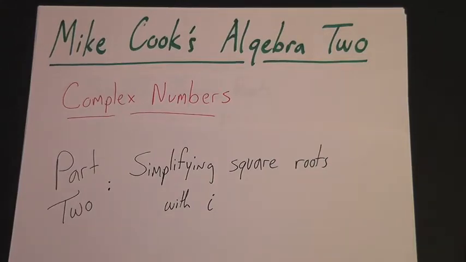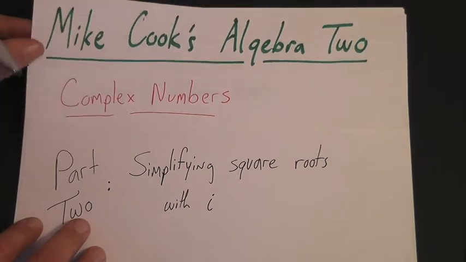Let's look at the second video on complex numbers. In this one we want to look at simplifying square roots with i. And let's look at an example problem. Let's say you want to simplify the square root of minus 120.